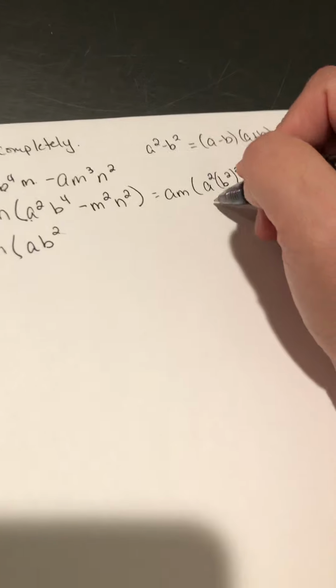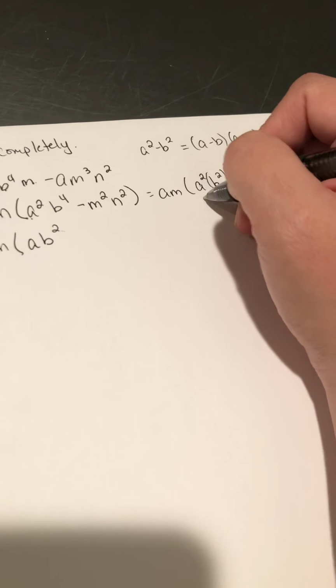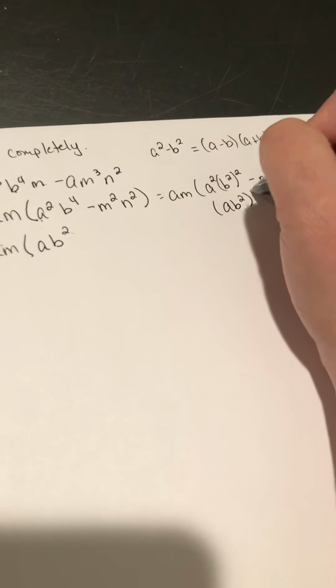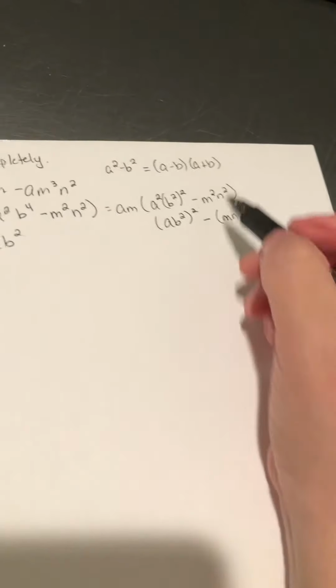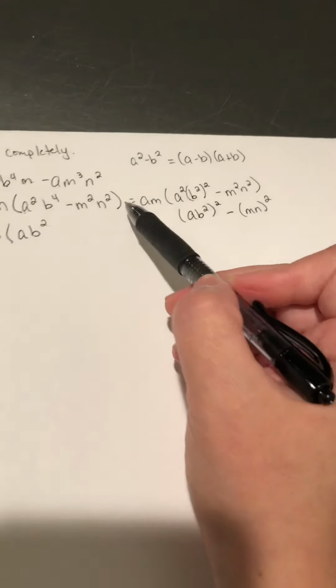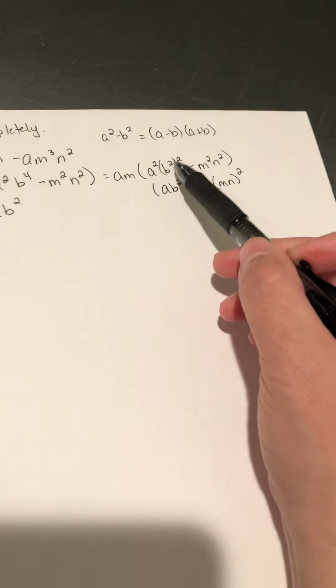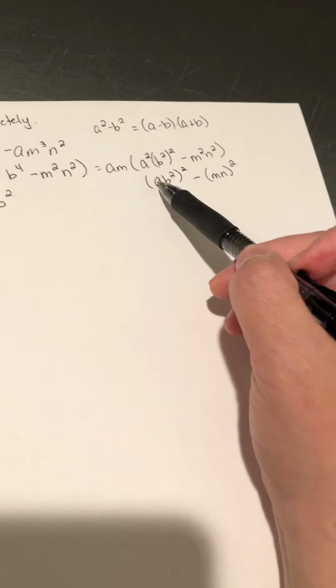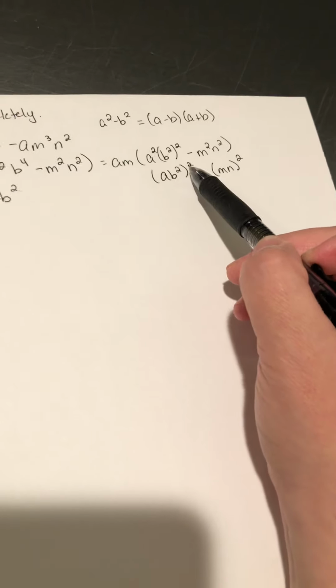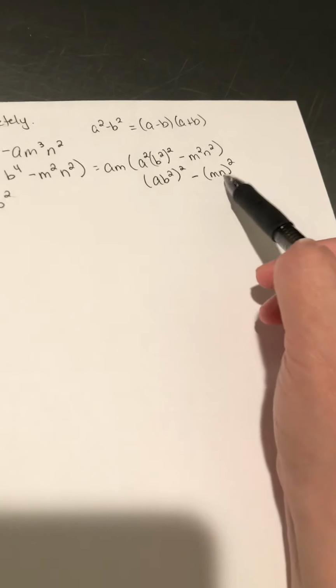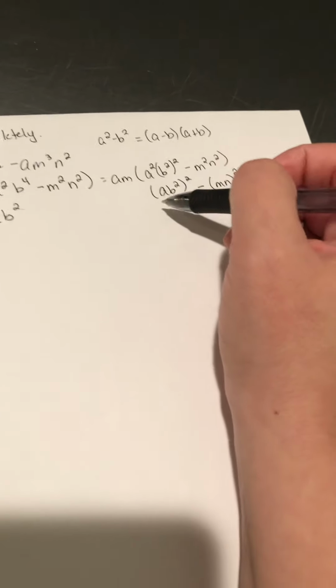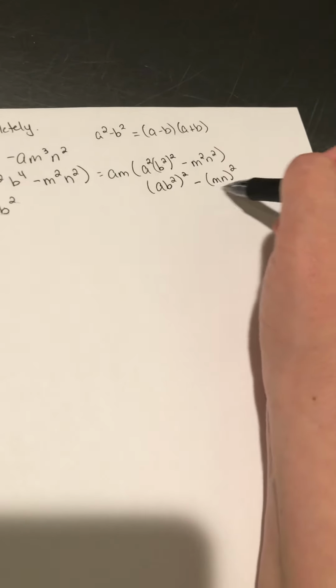So you could even also write this, if it makes it easier for you to see, as ab squared squared minus mn squared. Okay, so you have these even exponents you can write as squares, because when you have a power to a power, you just multiply. So b squared squared is b to the 4th. So ab squared squared is a squared b to the 4th, and mn squared is m squared n squared. So this I'm plugging in for a, and this I'm plugging in for b in this formula basically.